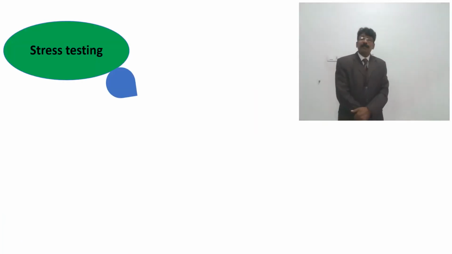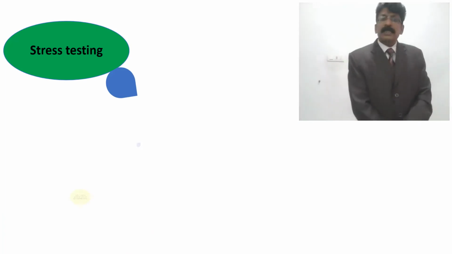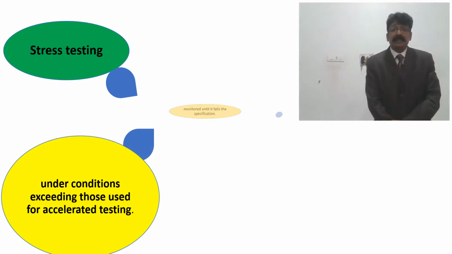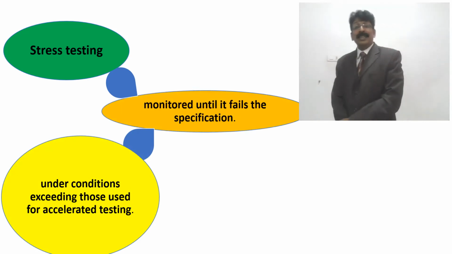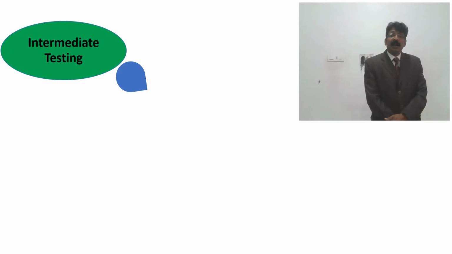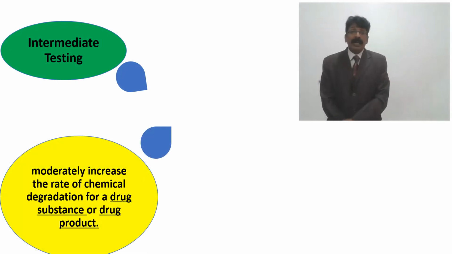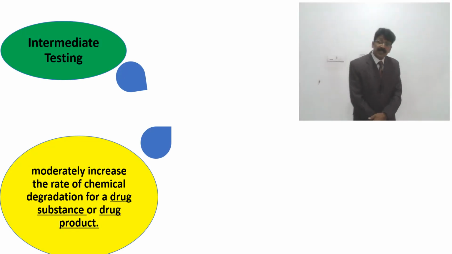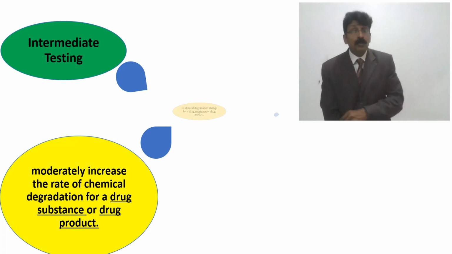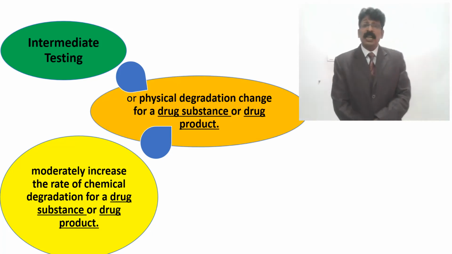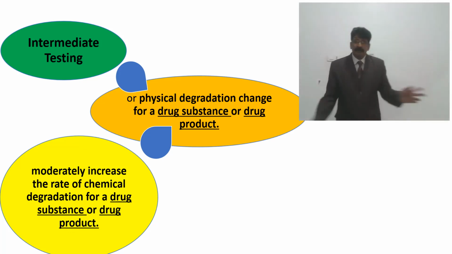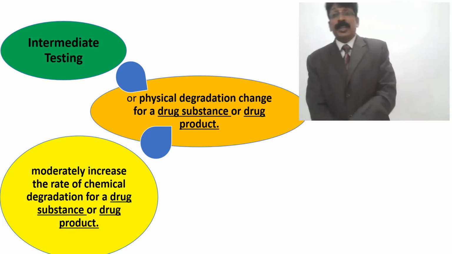And stress testing, what do you mean by stress testing? Under conditions exceeding those used in the accelerated testing, and monitored until it fails the specification. And intermediate testing: moderately increase the rate of chemical degradation of a drug substance or a drug product. Chemical degradation, or even, as we said, physical degradation or physical change of a drug substance or a drug product. So in intermediate testing, we have to see the chemical and physical degradation separately; it can be done.